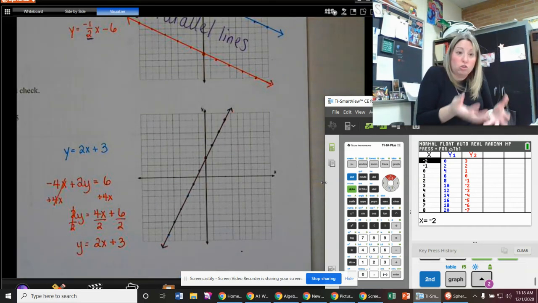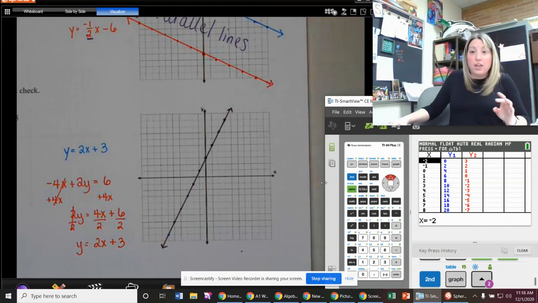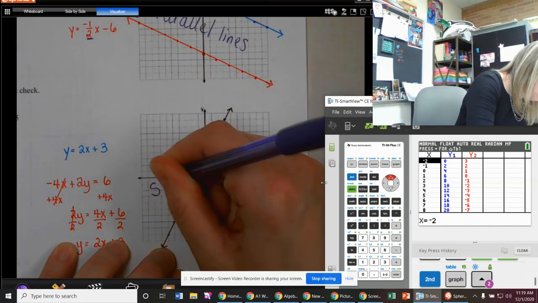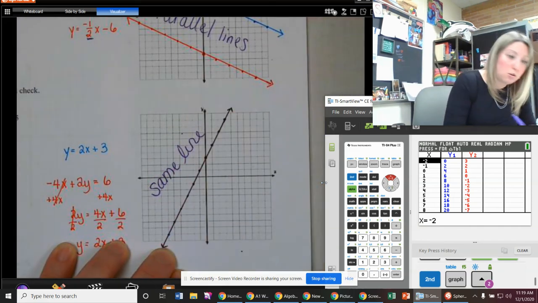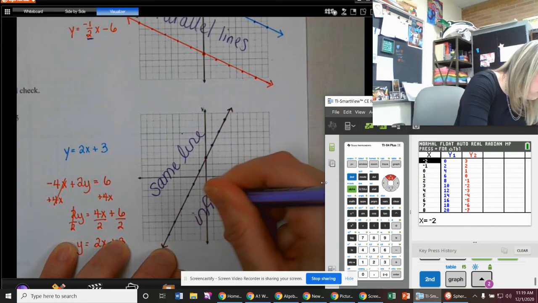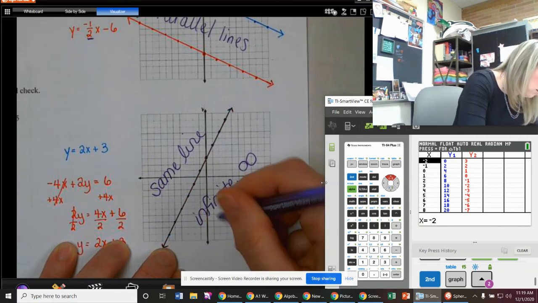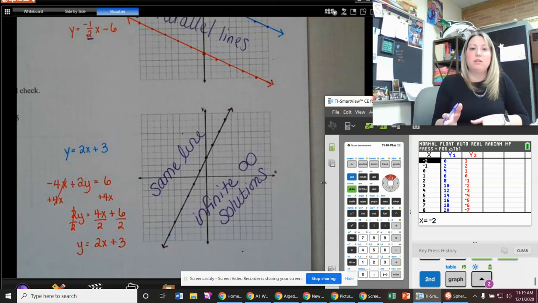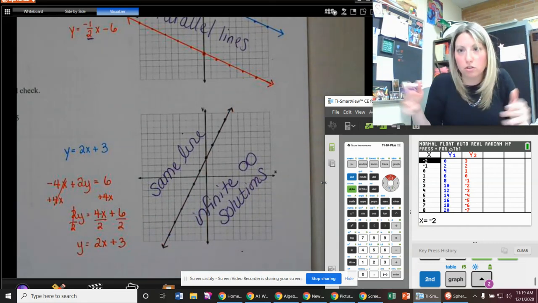They didn't start out with the exact same equation, but when I had them both in y equals mx plus b form, they ended up being the exact same line. And so because of that, this is the same line, and it means that you have infinite solutions. Every single point on these two lines is shared. Every single one, in both directions, into infinity.